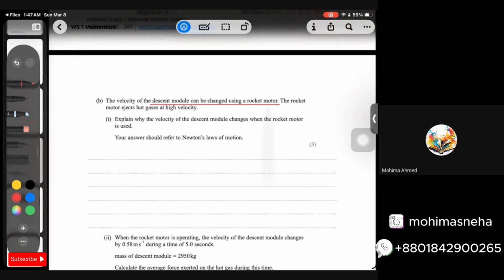They're asking: the velocity of the descent module can be changed by using a rocket motor, and the rocket motor ejects hot gases at high velocity. Explain how the velocity of the descent module changes when the rocket motor is used, and you should refer to Newton's laws of motion. Can you identify what is happening?